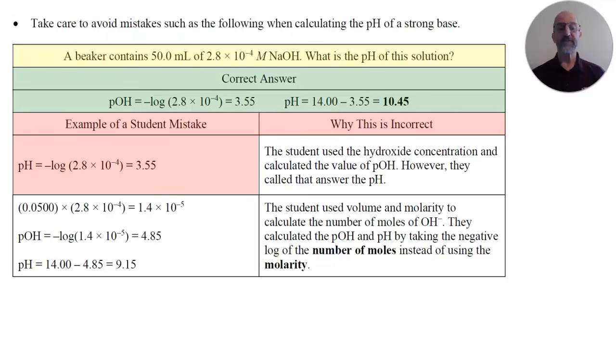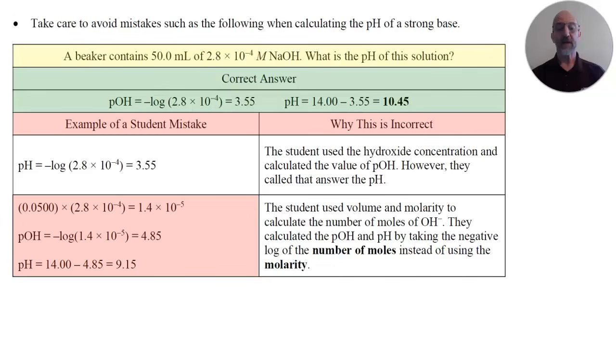So what did this student do wrong? They stopped at 3.55, and that was what they wrote down as their final answer. So the student used the hydroxide concentration. They took the negative log and they got the value of pOH, but they called that answer the pH, which is incorrect. Now, this student did something that you might actually not see at first, like what they did wrong.